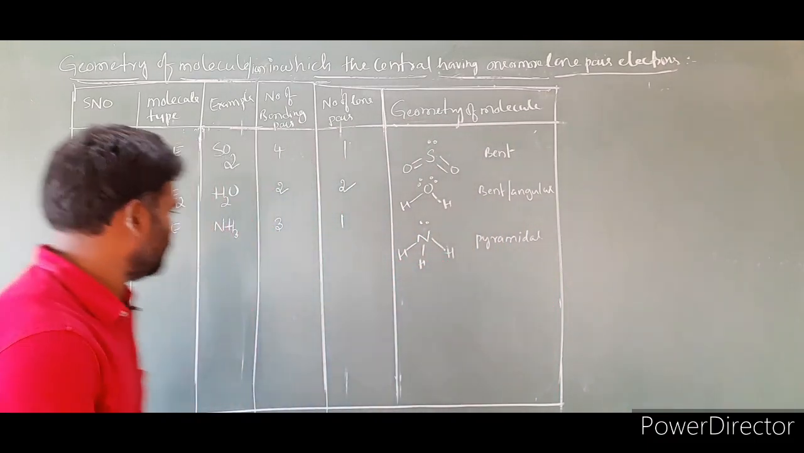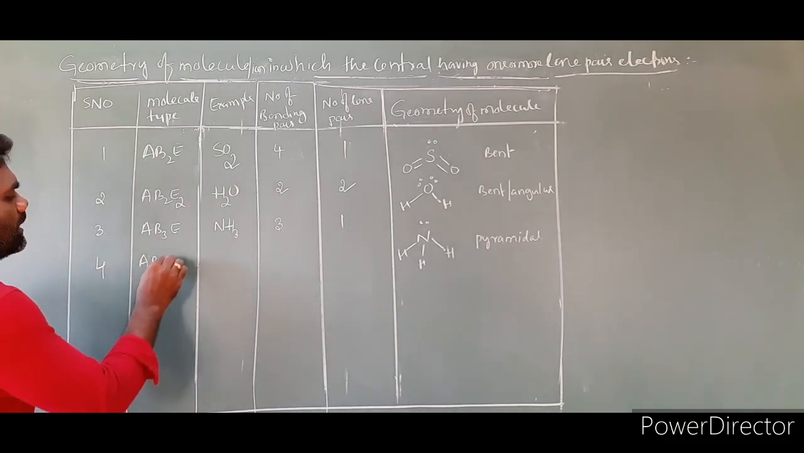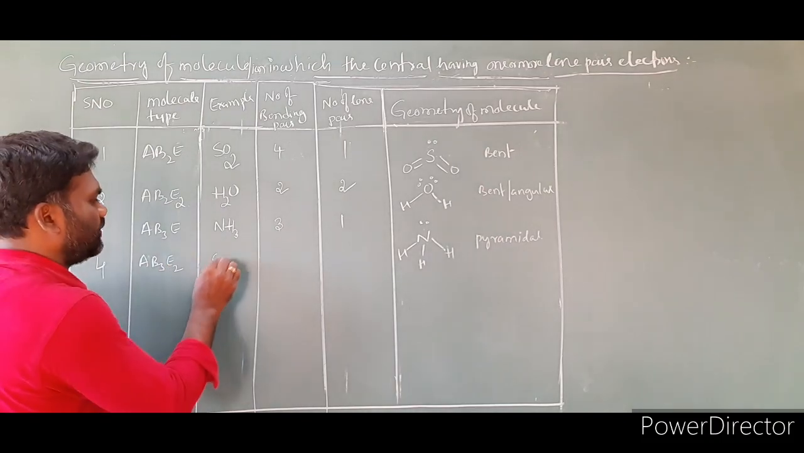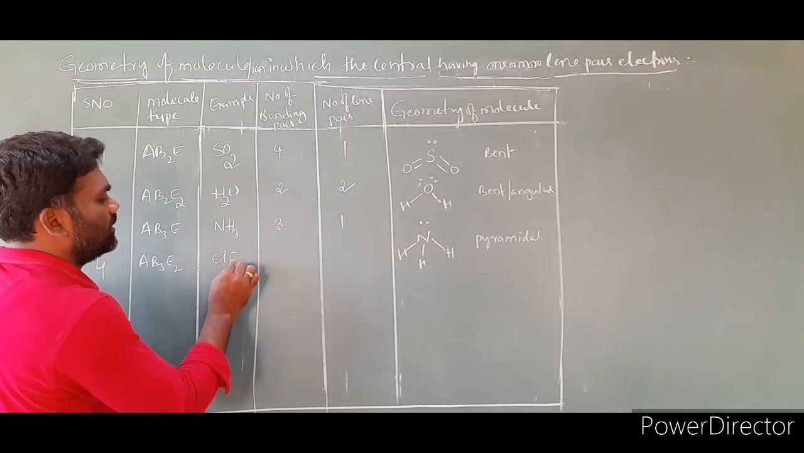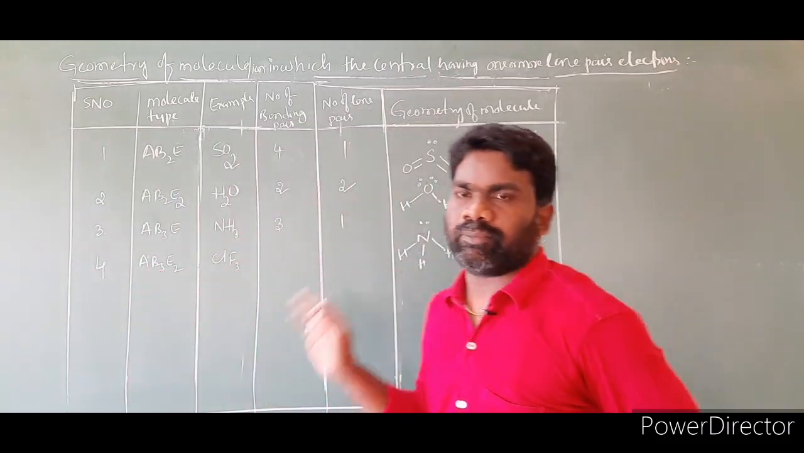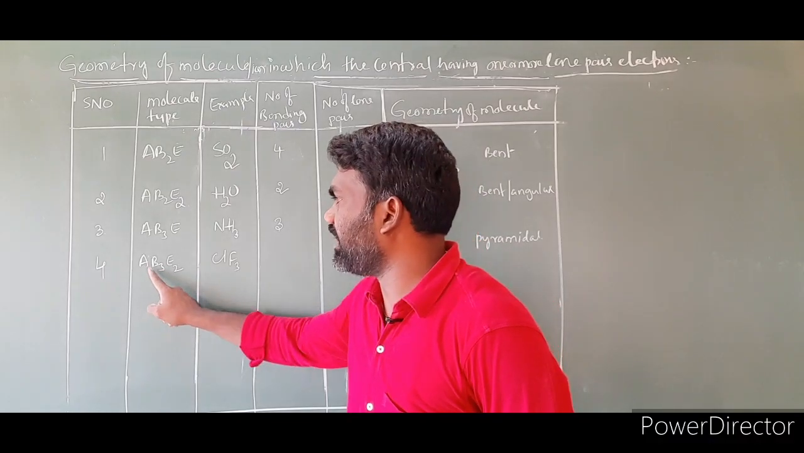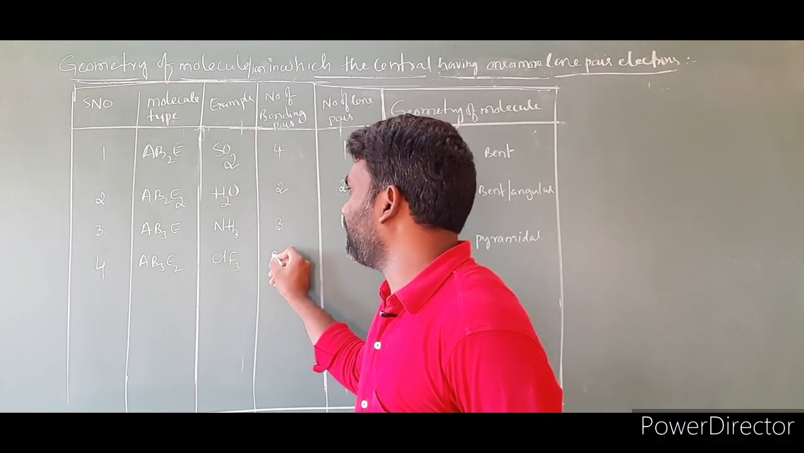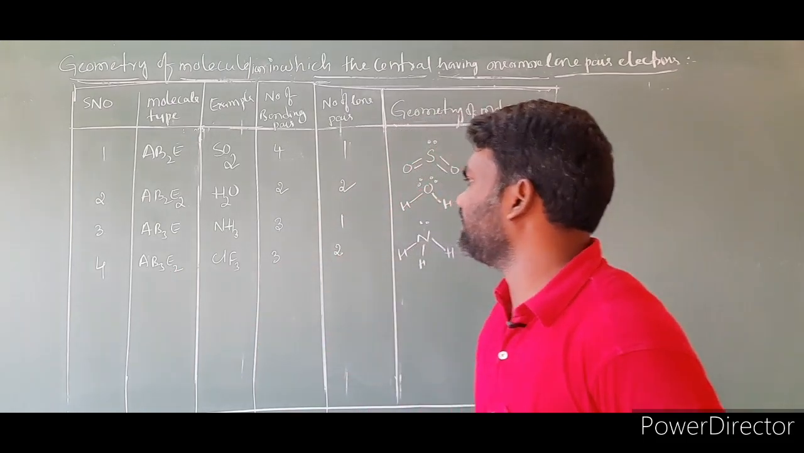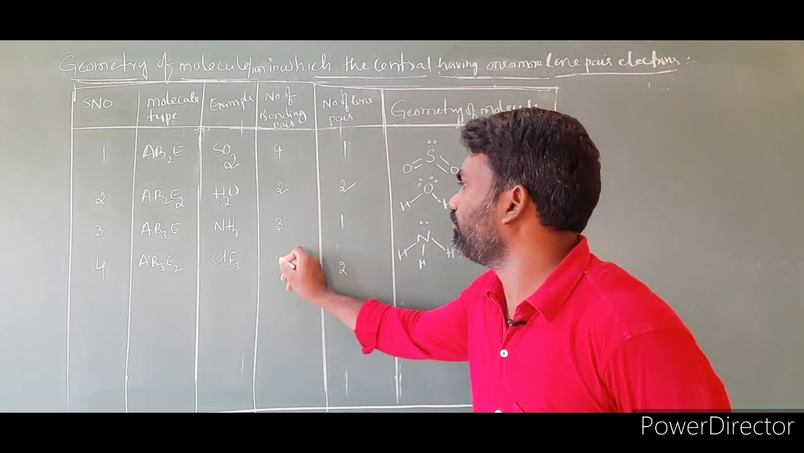Example number 4. I am taking an AB3E2 type molecule. An example for this case is ClF3. We have to write the structure to identify the number of bond pairs and lone pairs. By looking at it also, we can write the number of bond pairs as B3. The number of bond pairs is how many? 3. E2: the number of lone pairs is how many? 2. Isn't it? The number of bond pairs is equal to 3, and the number of lone pairs is equal to 2.